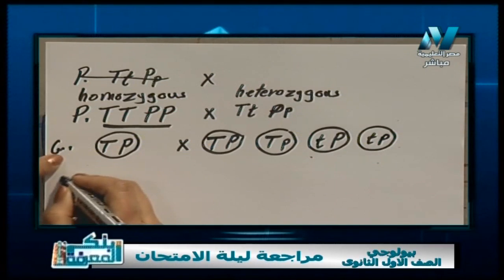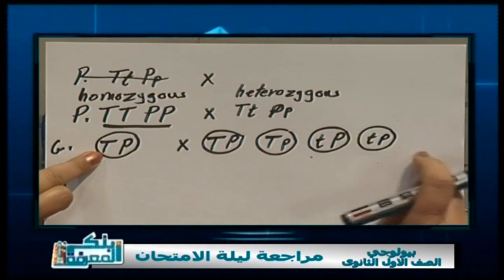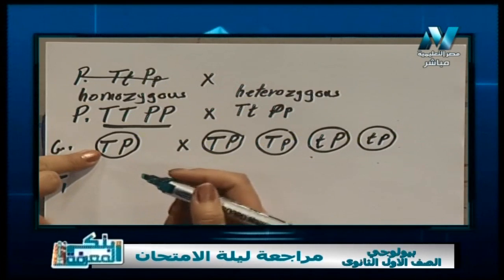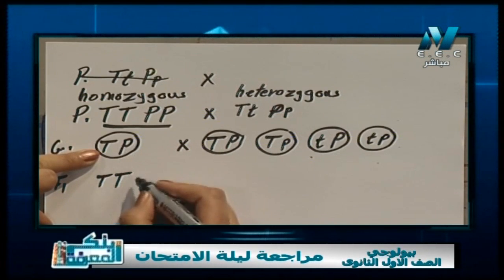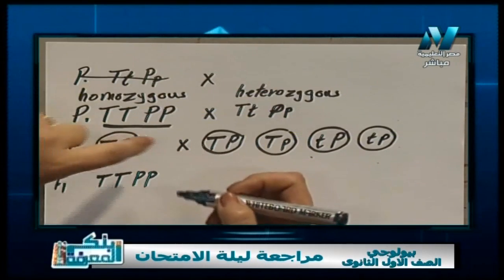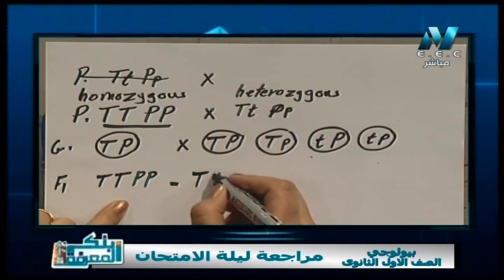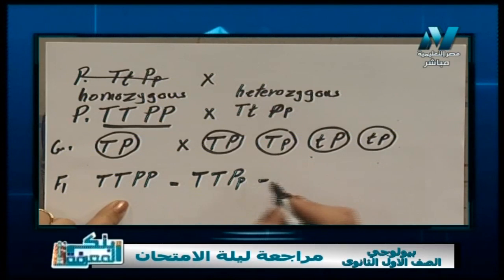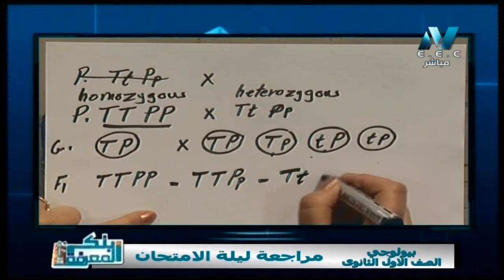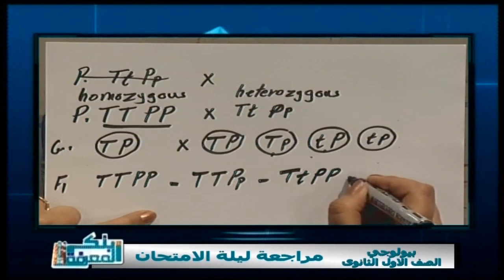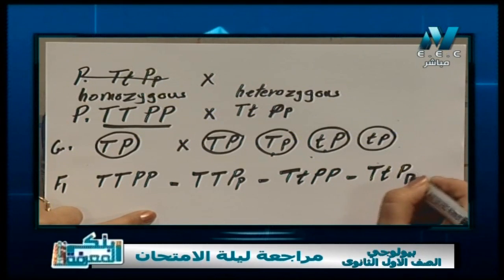And for the resulting individuals in the first generation, we have to cross this gamete with all of these gametes. So we put the possibilities. It could be capital T, capital T, capital P, capital P, this one with the first gamete, or capital T, capital T, capital P, small p, with the second one. With the third one, capital T, small t, capital P, capital P, and the last one, capital T, small t, capital P, small p.